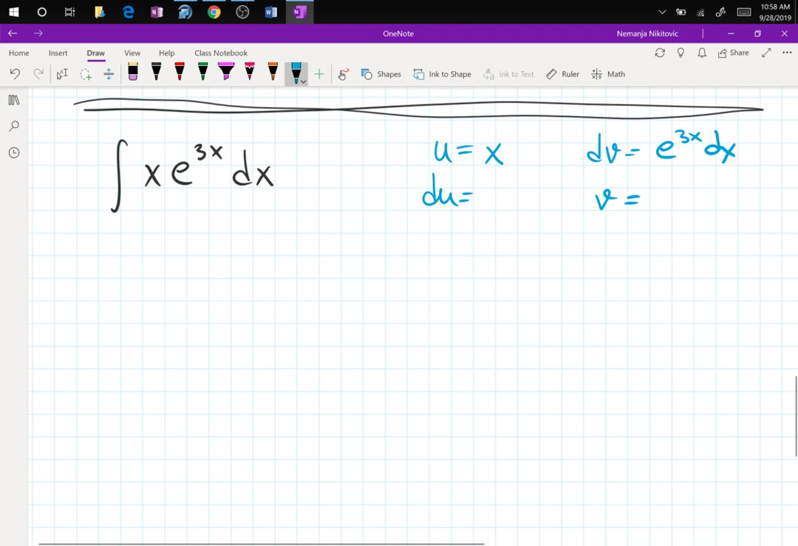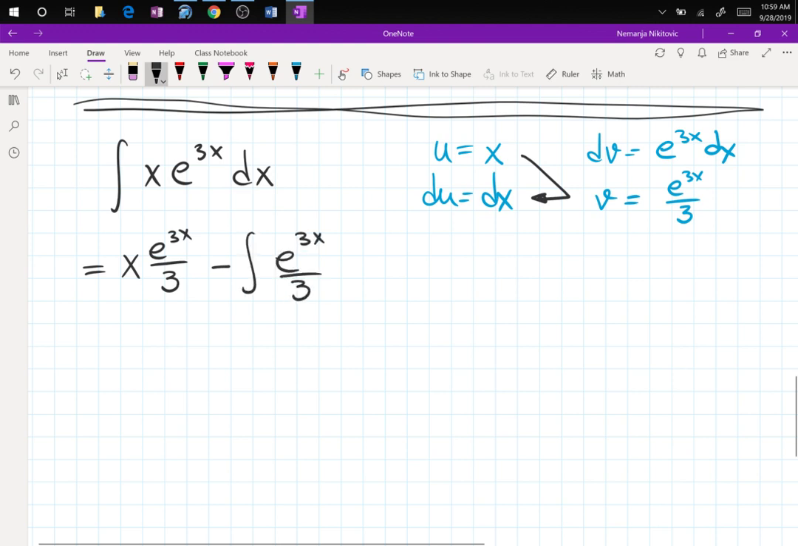When I differentiate x, I get 1, so it's just going to be dx. And when I integrate e to the 3x, I get e to the 3x divided by 3. There is a plus c, but again, don't worry about it until the end of the problem. Now I'm going to put my arrow over here that helps me with the formula. So I have x times e to the 3x over 3 minus the integral of e to the 3x over 3 dx.